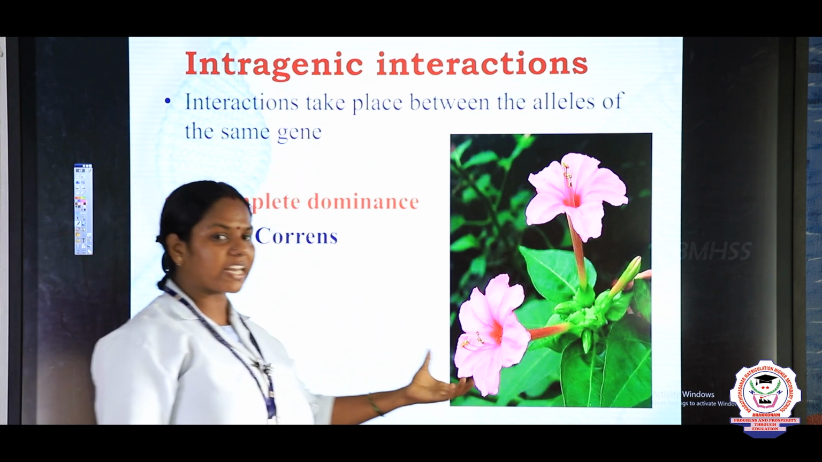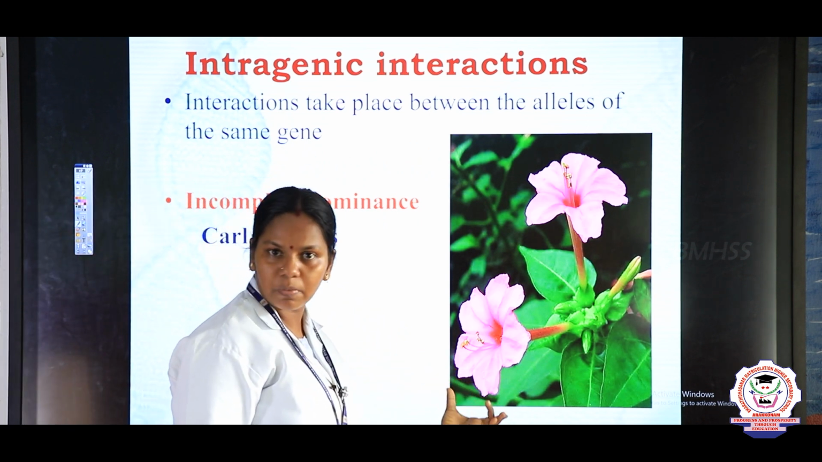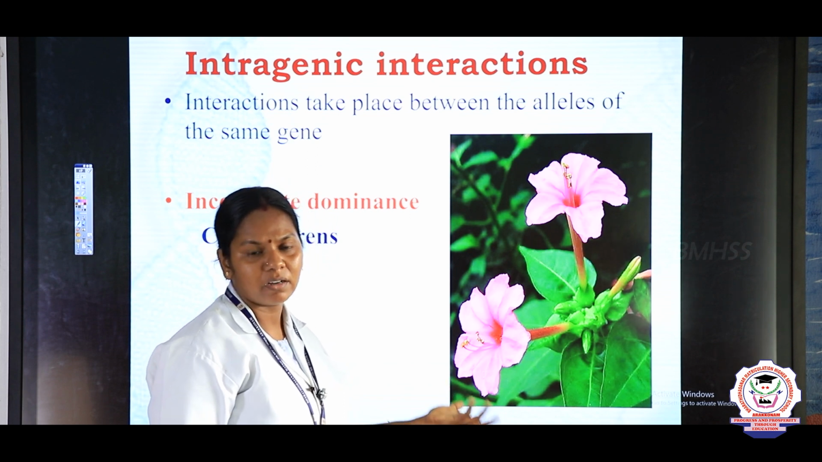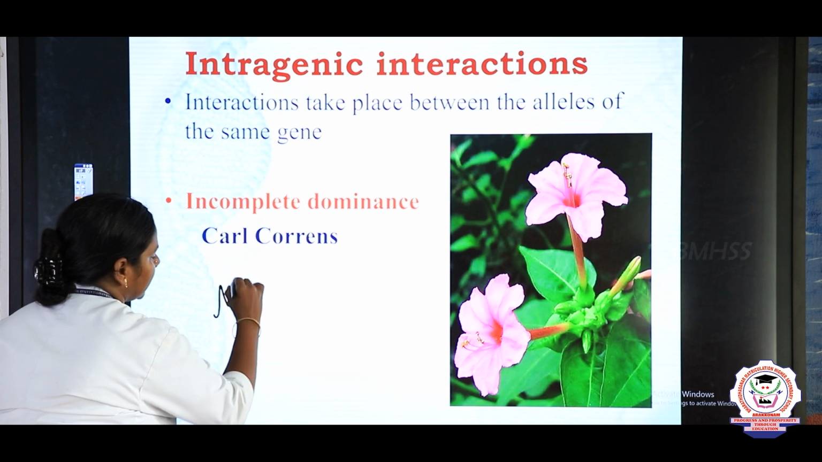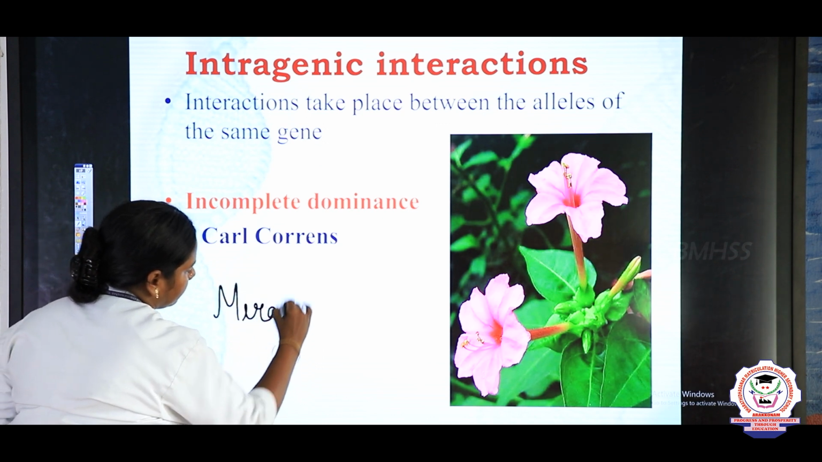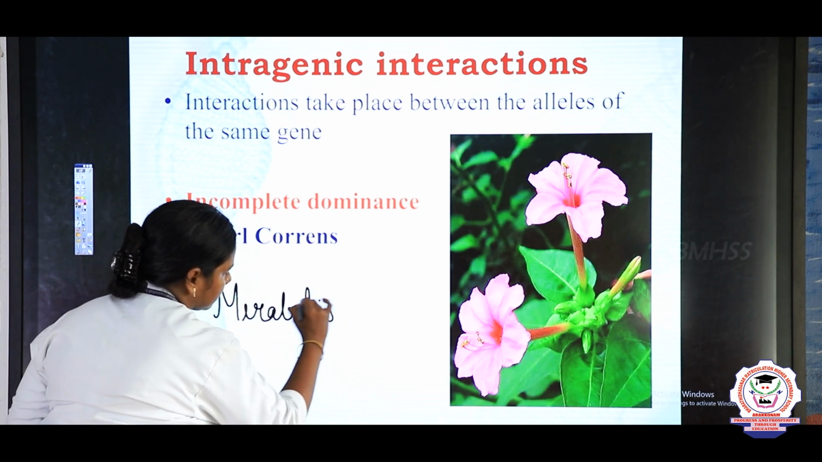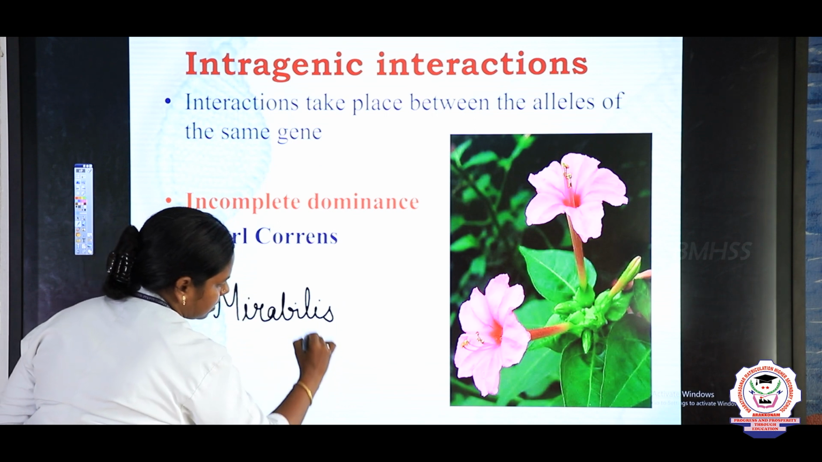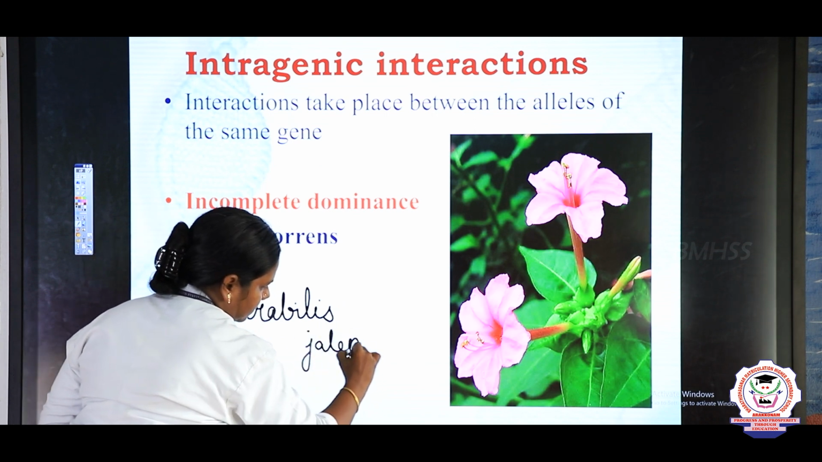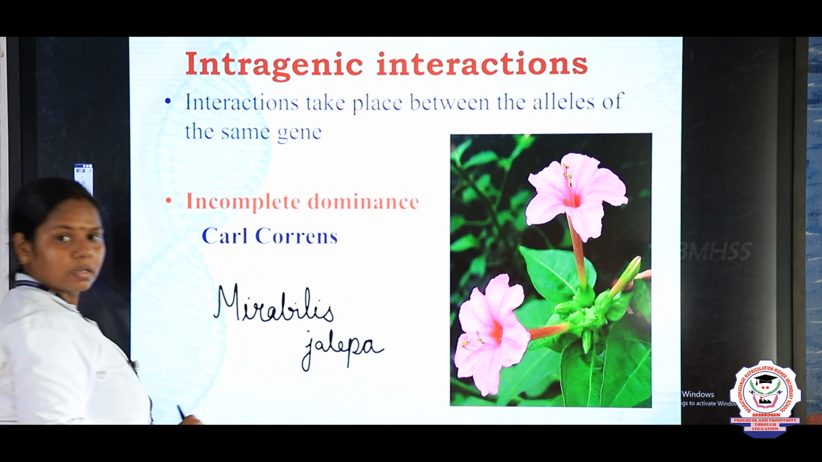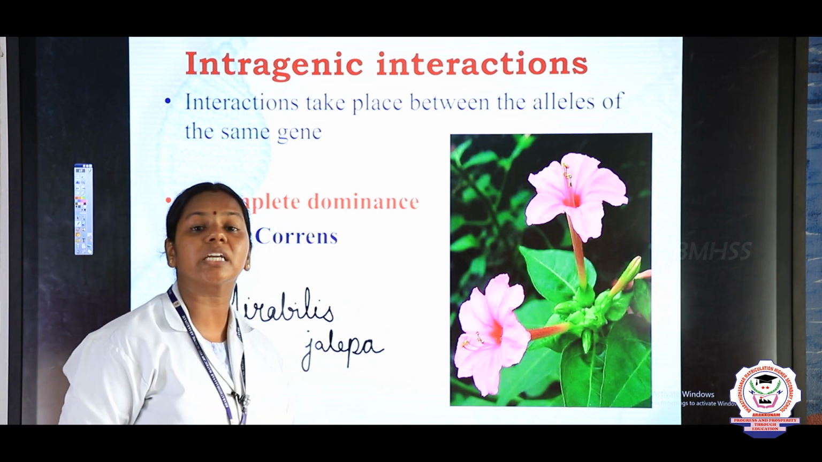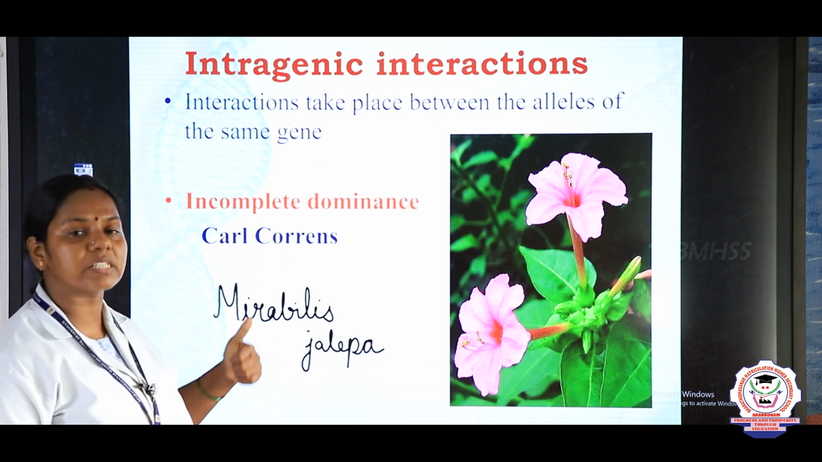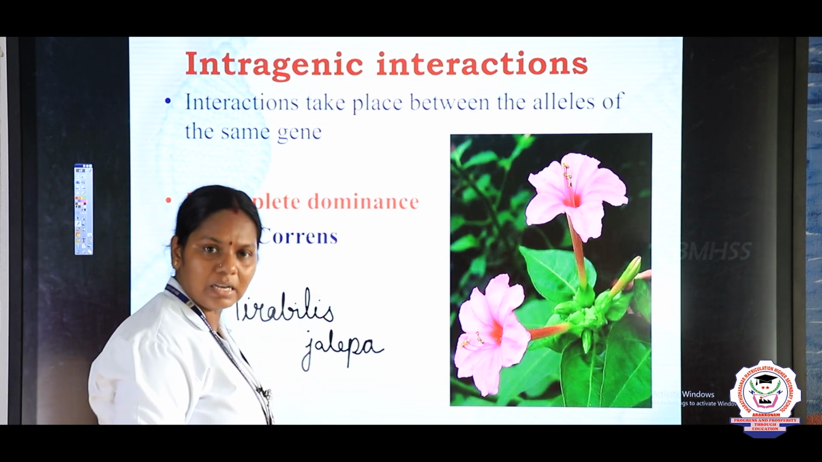What is this plant, children? Can you say the name of it? The common name is 4 o'clock plant. What is the scientific name? The scientific name is Mirabilis jalapa. Right, it is an evening 4 o'clock plant, and in this we are going to study incomplete dominance, and it was explained by Carl Correns.